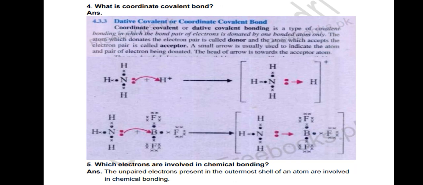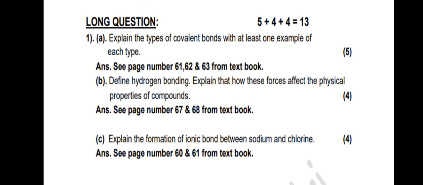Which electrons are involved in chemical bonding? Unpaired electrons present in the outermost shell of an atom are involved in chemical bonding. So remember that valence electrons are involved in chemical bonding. Explain the types of covalent bonds with at least one example. You can write all in the explanation, which is given at page number 61, 62 and 63.